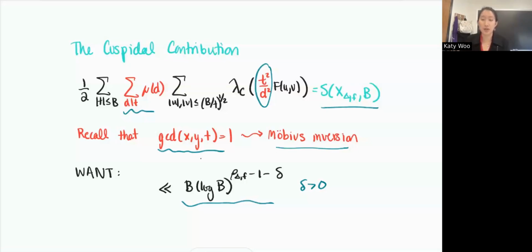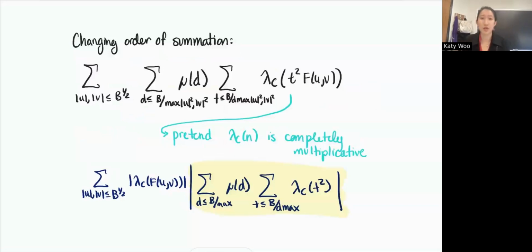And so how are we going to do that? Well, the first thing we're going to do is just change the order of summation. So we're going to pull the sum over u and v onto the outside, and then we'll do a sum over d of mu of d and a sum over t of lambda c of t squared f of uv.